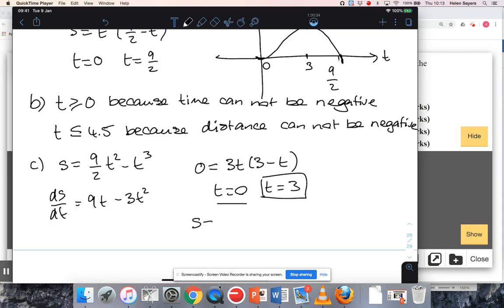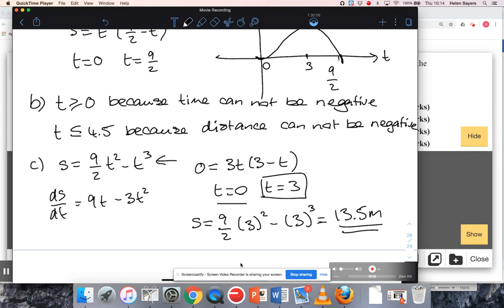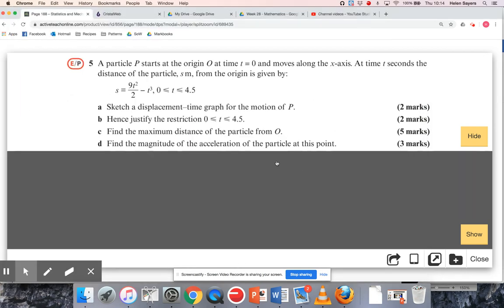So I'm going to go back to S, so I'm going back to this equation here. So S is 9 over 2 times 3 squared minus 3 cubed, so that is going to be 4.5 times 9 minus 27, so 13.5 meters.